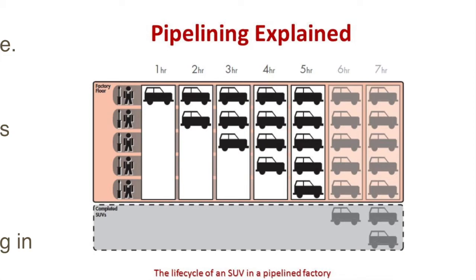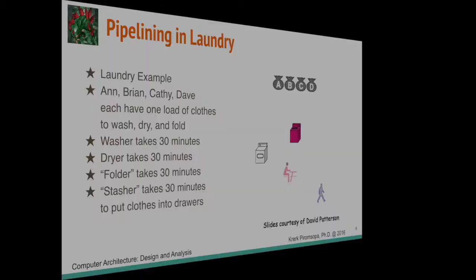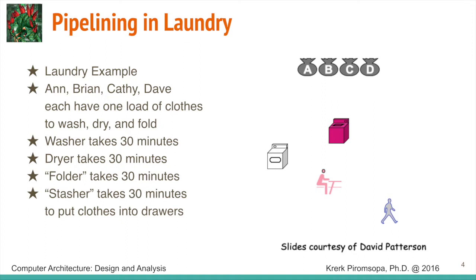So let me move on a little bit and do more analysis of the pipeline. All right, in this example, we have laundry. For those of you who may not be familiar with laundry, laundry is basically a process to clean your clothes. In general, you would do washing. After you do the wash, in several countries, we have no sun because it's winter, so we do the dry. So we have washer, dryer. After that, you do folding and stashing. Let's assume that each step takes about 30 minutes.